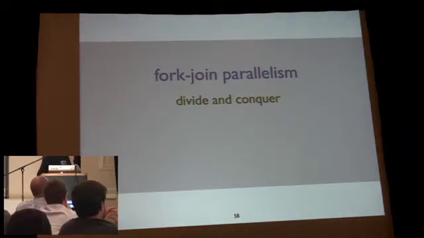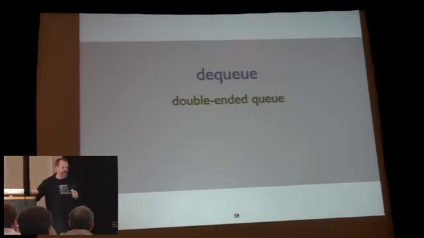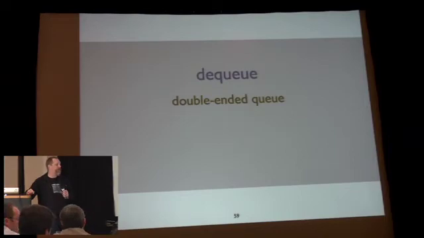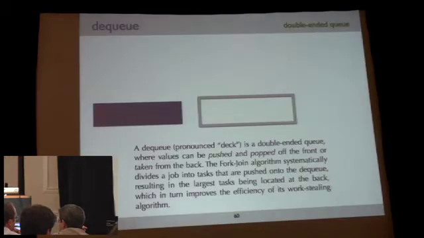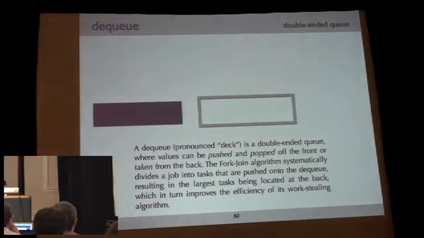So fork join is work Doug Lea's done. It's a divide and conquer algorithm for doing processing in parallel. The first thing, it uses this concept of a deque, and I want to just quickly go over that so that's kind of understood. A deque is a double-ended queue.